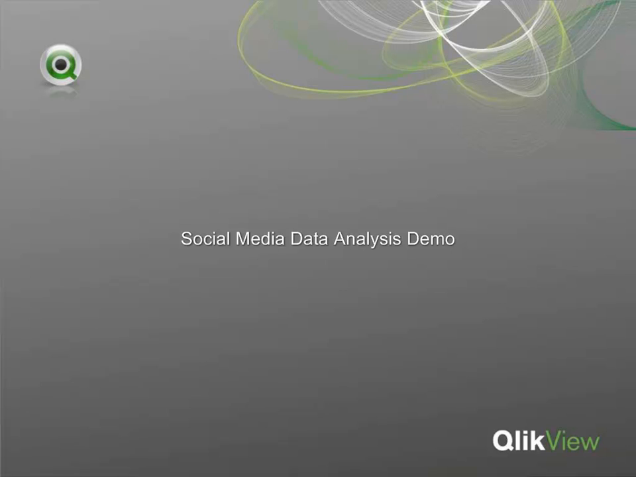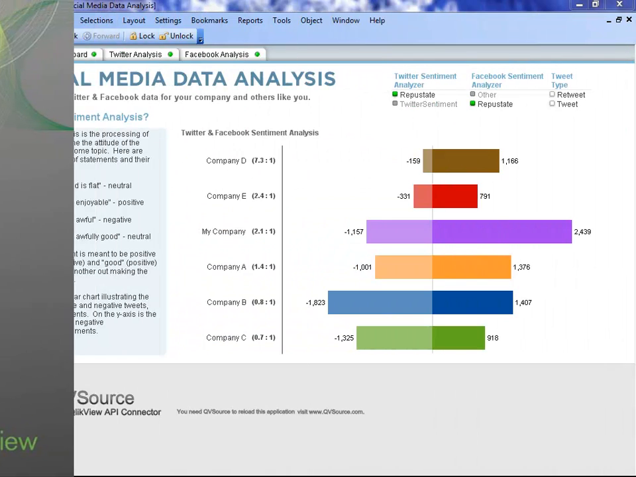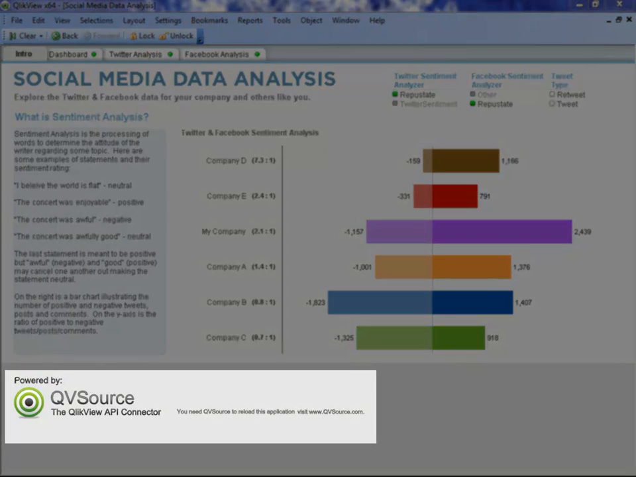The purpose of the Social Media Data Analysis Demo is to illustrate how Twitter and Facebook data can be combined in one QlikView document to compare and analyze Twitter and Facebook activity and sentiment for 6 companies. This demo allows a company, my company in this case, to compare their Twitter and Facebook statistics to 5 other companies in their industry. The data for this demo was collected using 2 QlikView source connectors, the Twitter connector and the Facebook Pages connector.